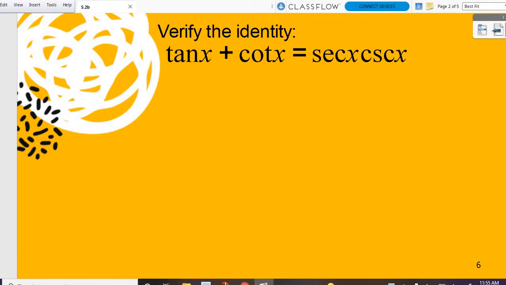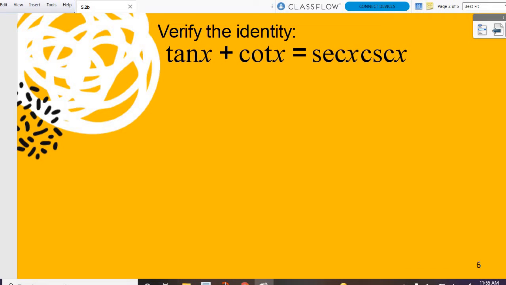Okay? So we have verify the identity. It says tangent of x plus cotangent of x equals secant of x times cosecant of x. So which side do we want to start with? What was our guideline? What did it say? We want to start with the more complicated side. Because remember we said it's usually easier to combine things than it is to break them apart.